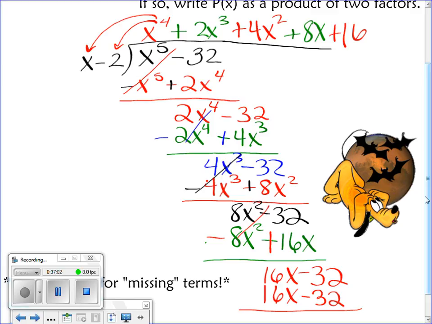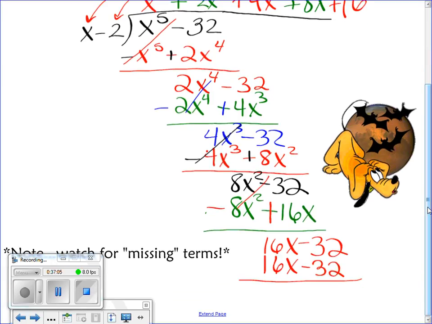Perfect. You're on the wrong side. It belongs over here. And they do cancel.